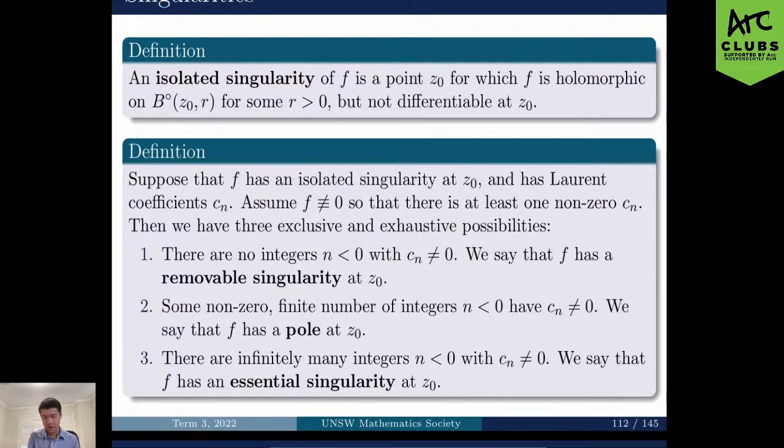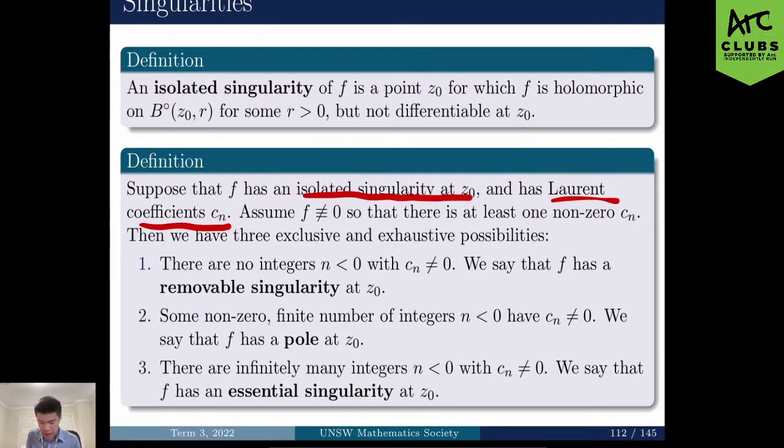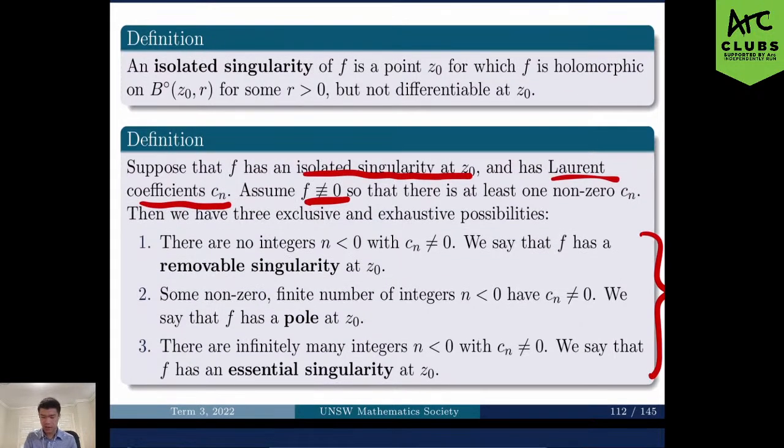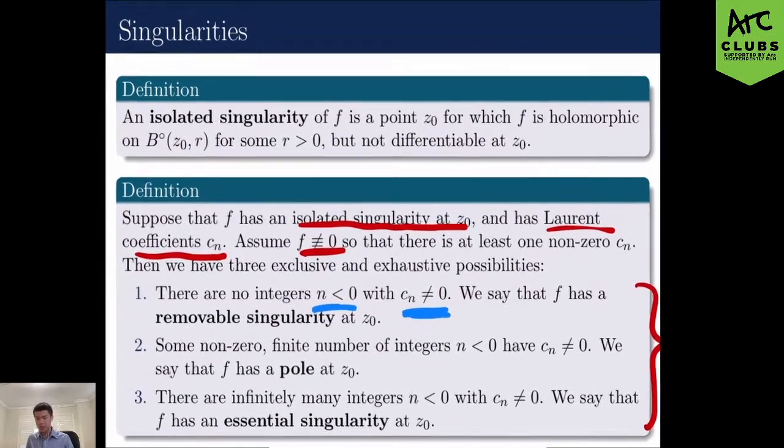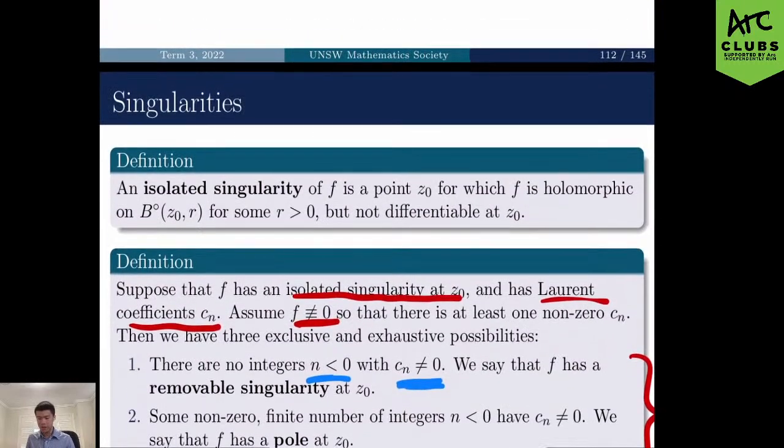So suppose that f has an isolated singularity at z0, and it has Laurent coefficients Cn. And so assume f is not equal to the zero function, because that's a bit boring. And so there are actually three possibilities, and you can actually intuitively understand them all in terms of the Laurent series. So the first one is that there are no integers n less than 0, where Cn is not equal to 0. So what that means is that there's actually no negative power terms.